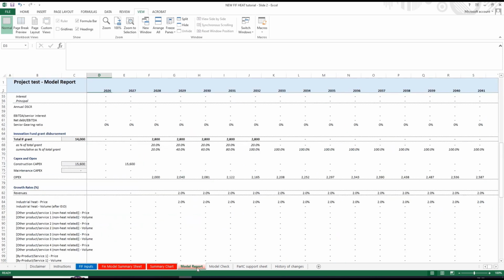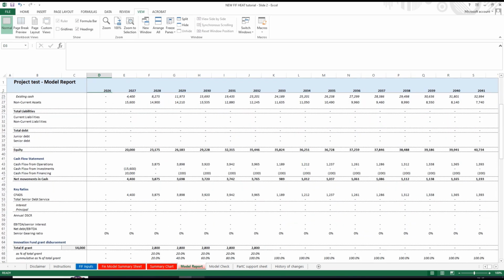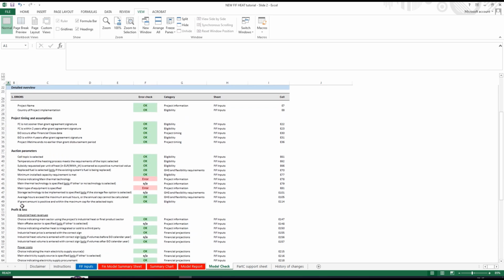Model report sheet. This sheet provides a condensed overview of the projections and key indicators. Model check sheet. This sheet helps you quickly identify potential errors across categories, such as project timelines, call topic selection, eligibility elements, and bid parameters, including flexible requirements.